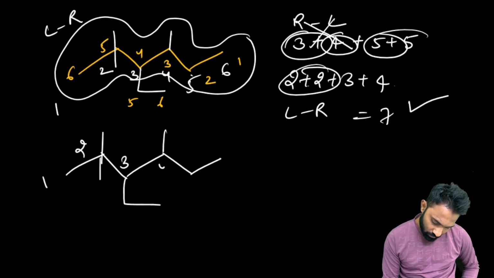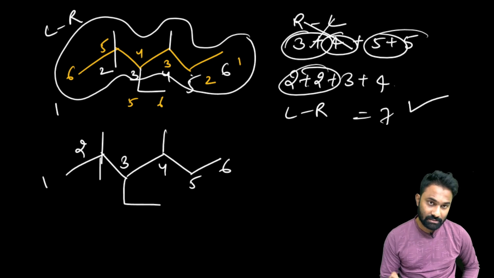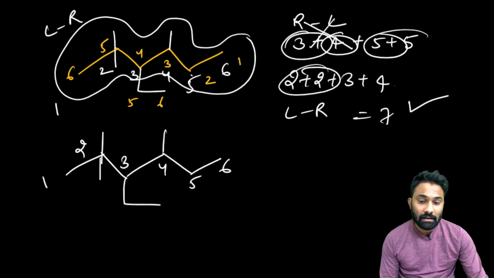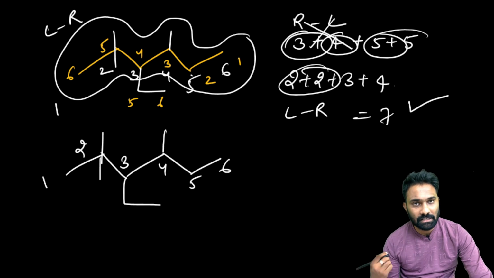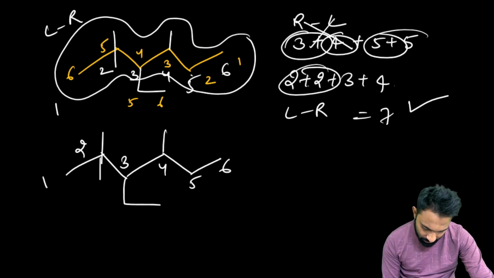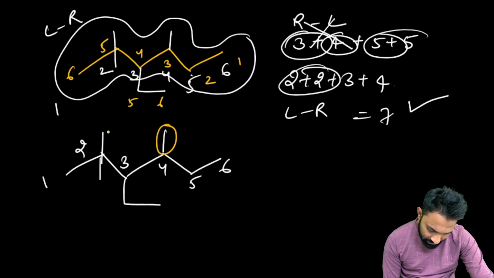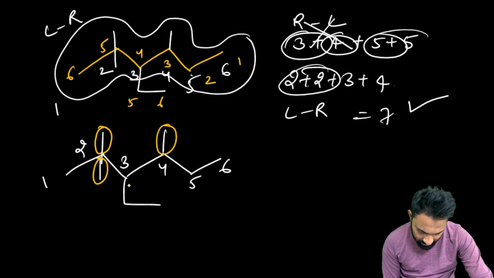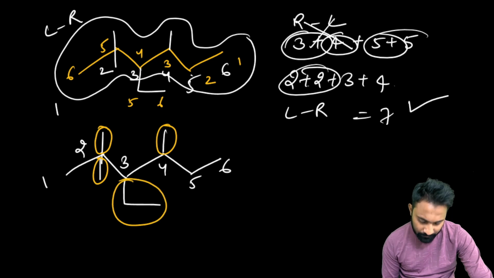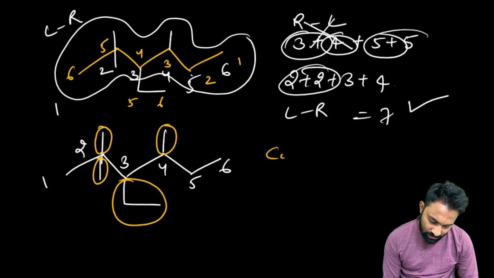1, 2, 3, 4, 5 and 6. Now different types of substituents are present in our parent carbon chain. This is methyl. This is also one type of methyl and this is also one type of methyl. Clear? Two methyls are there. Now which substituent is this? Already I explained to you.